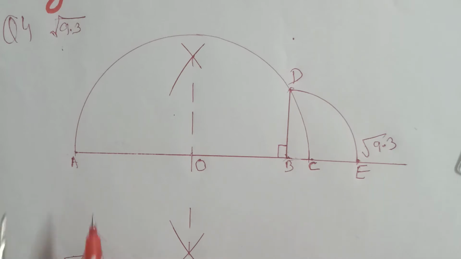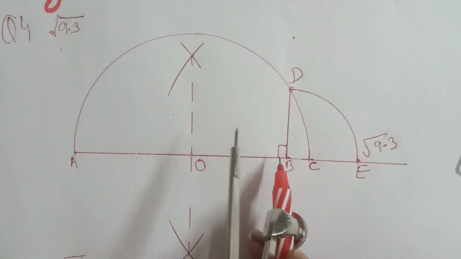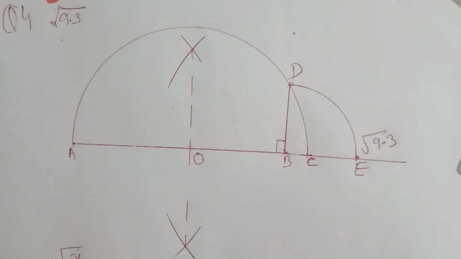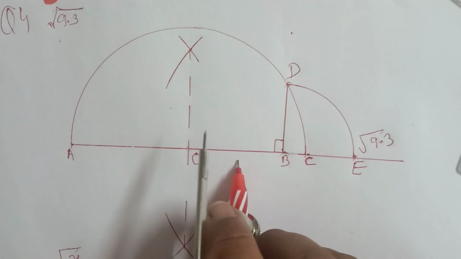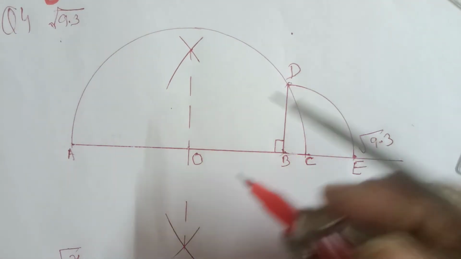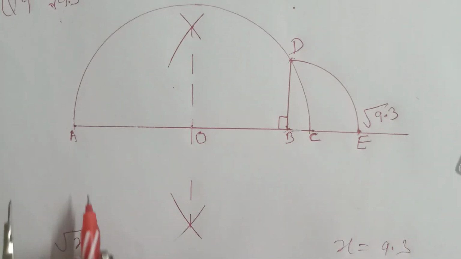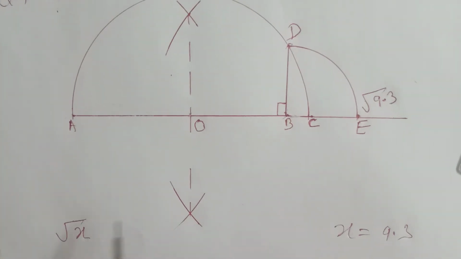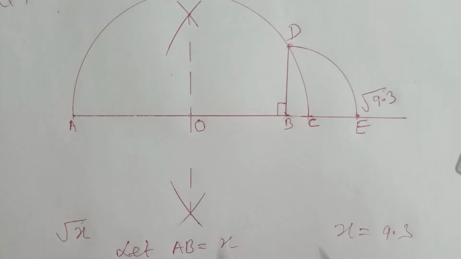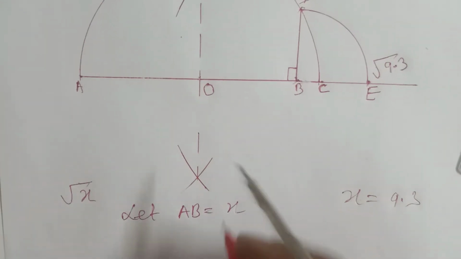Here we have taken it. Now I am using this figure to justify this. So I have taken under root x. For example, AB is x. I am just using this figure to represent under root x. So let AB be equal to x.